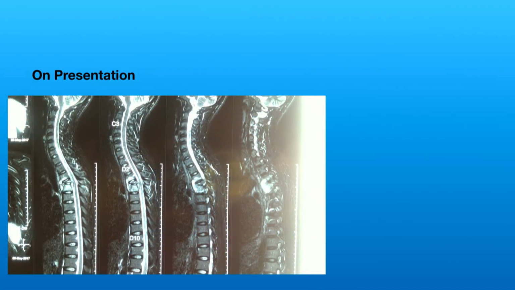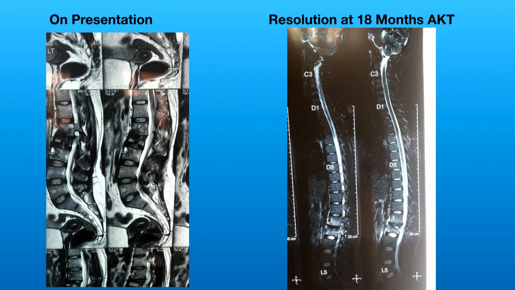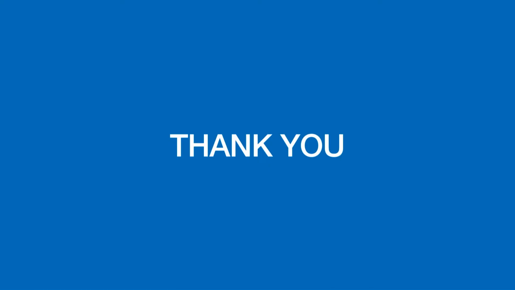The other case is one in which this patient showed resolution at 12 months of AKT, and this patient was operated. Our conclusion was that the anti-TB treatment beyond 12 months in spinal tuberculosis was continued as per the MRI findings, and till the healing continued, they were given AKT for 18 to 24 months. It is recommended to evaluate the spinal TB lesions clinically and by MRI and document the healing after 6 months, 12 months, and further till the end of therapy. Thank you so much.